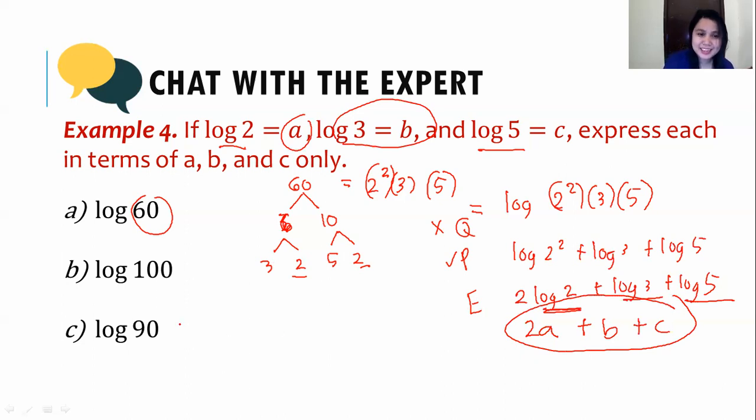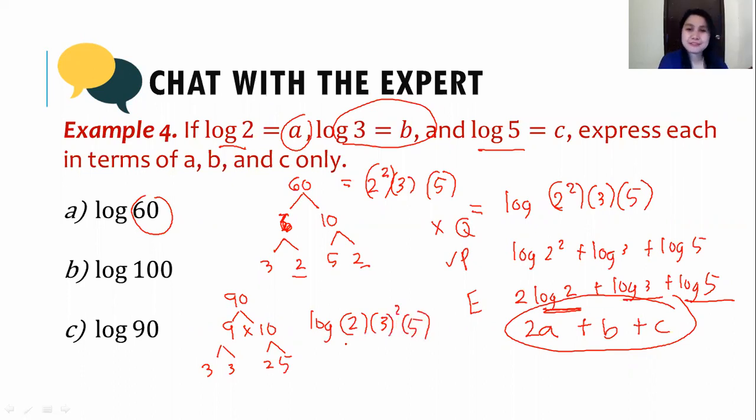Let's try the last one. 90. 90 can be 9 times 10. 9 is 3 times 3. 10 is 2 times 5. So log 90 can be written as log 2 times 3 squared times 5. You find my technique. My answer without expanding is this. A, 2B plus C. That one. Any questions? No questions?